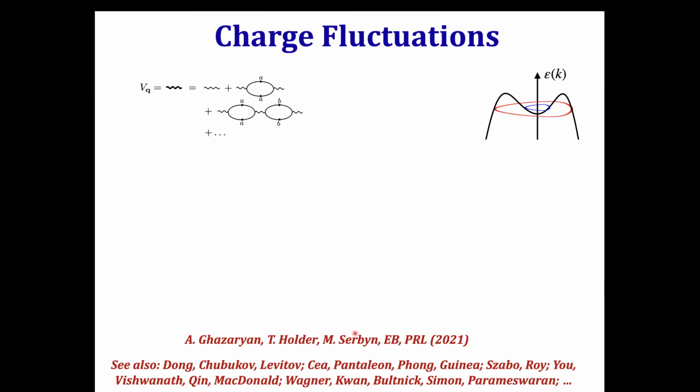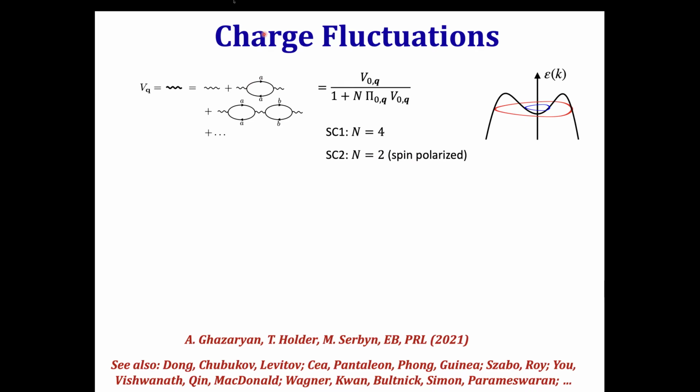Okay, and this is essentially what we do. We just simply dress this interaction using RPA. The number of flavors can be either 2 or 4, depending on whether we are in the symmetric phase or the half metal phase, where only 2 of the flavors are occupied.